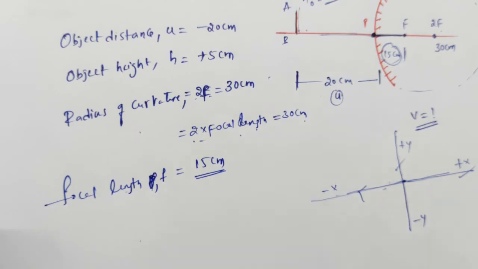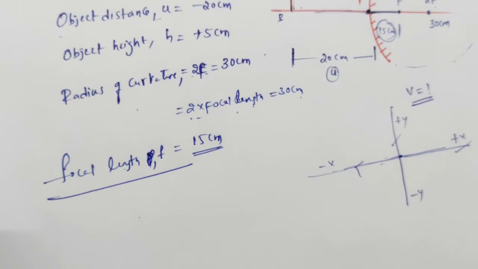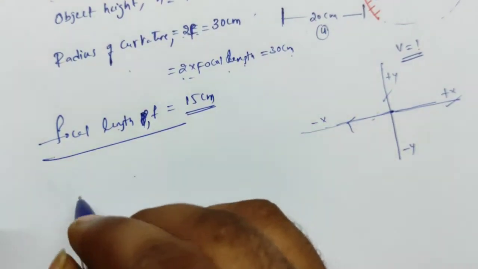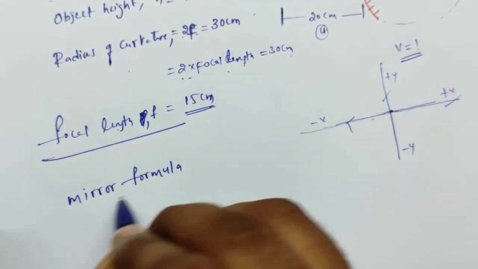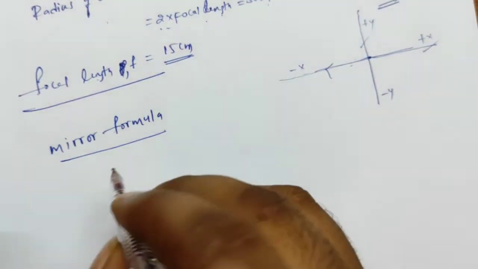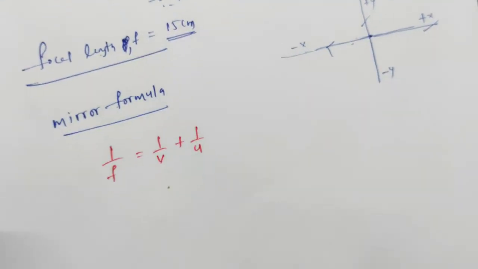So now what we need to find? We need to find v only. We know the focal length and the object distance, so easily we can find v by using the mirror formula. What is the mirror formula here? 1 by f is equal to 1 by v plus 1 by u. This is the mirror formula.